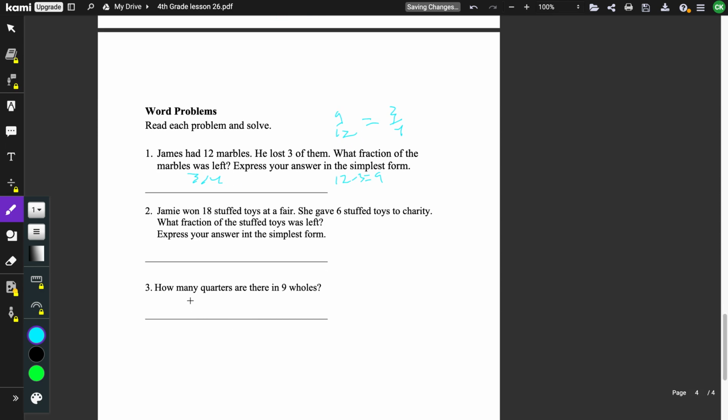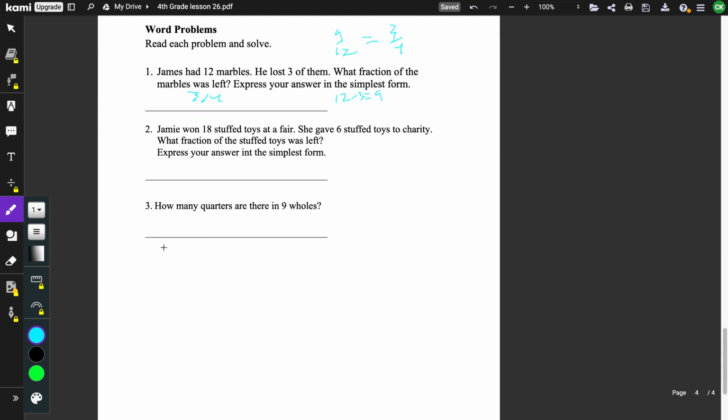Moving on, we're going to do 3. How many quarters are there in 9 wholes? A quarter means having 4 pieces like this. So we're just going to do 4 times 9, because it says 9 wholes and it's talking about 9 of these whole pieces. So that's going to be 36. So how many quarters? 36. Yep, that's how you do it.